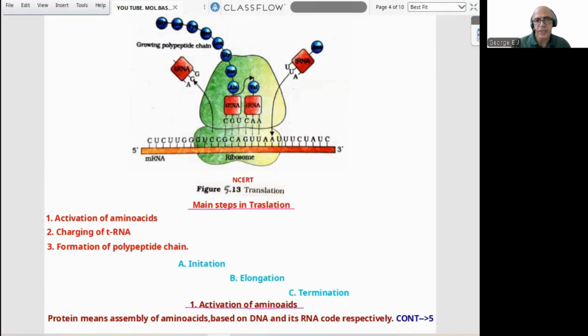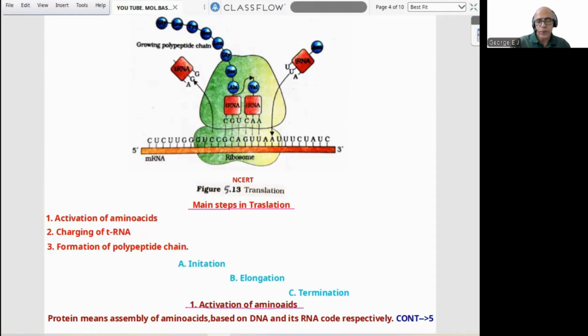So, the main steps in translation. Three steps will be there: activation of amino acids, charging of transfer RNA, and formation of polypeptide chain. And under formation of polypeptide chain, three subheadings will be there: initiation, elongation, termination. Three parts will be there. Now we'll start with the activation of amino acid.